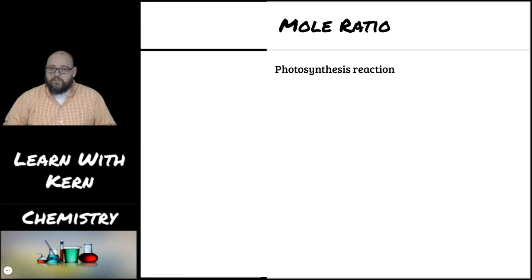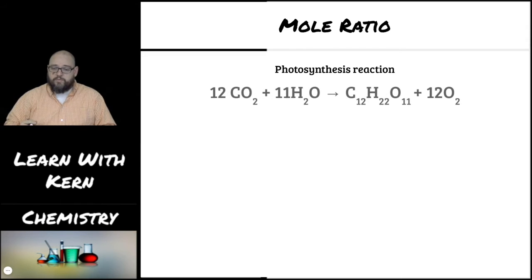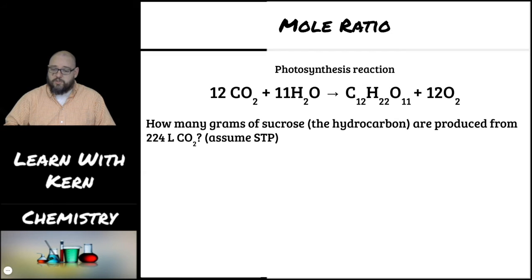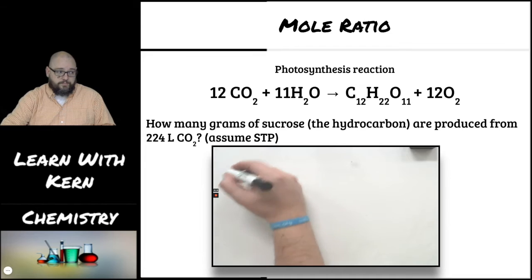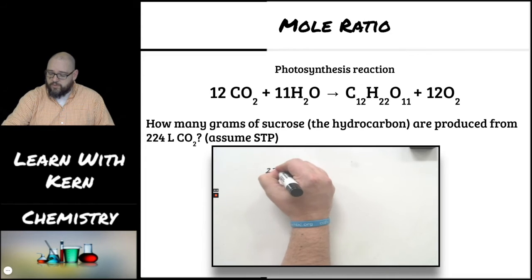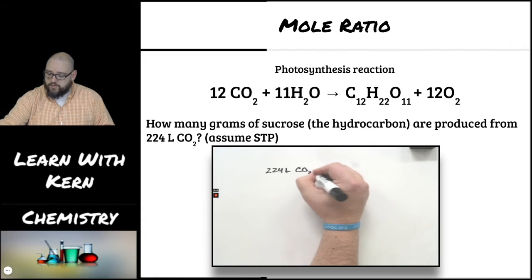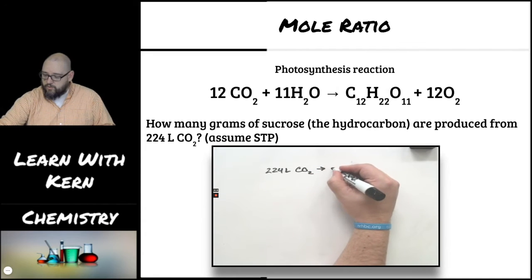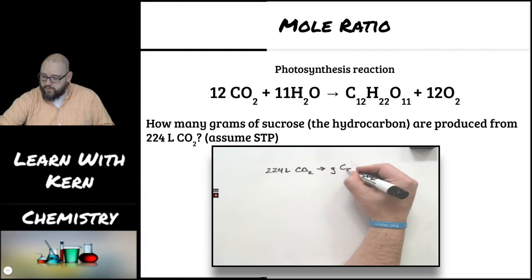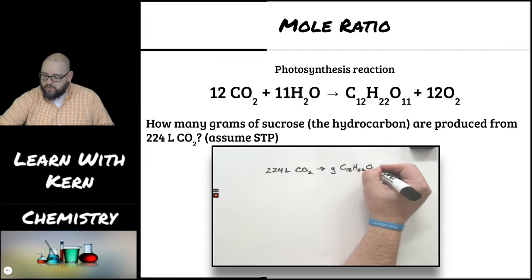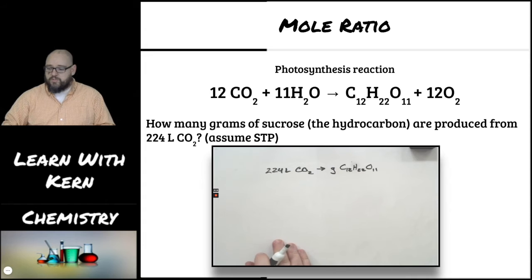Now, our next example, we're going to do something with the photosynthesis reaction. So the photosynthesis reaction uses carbon dioxide and water to make a sugar and oxygen gas. So how many grams of sucrose, that's what the sugar is, that hydrocarbon, are produced from 224 liters of CO2? So I have 224 liters of CO2, and I want to know how many grams of sucrose, that's the C12H22O11. How many grams of that am I going to make?